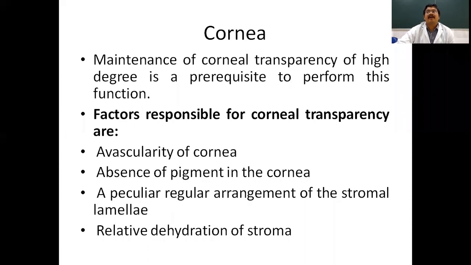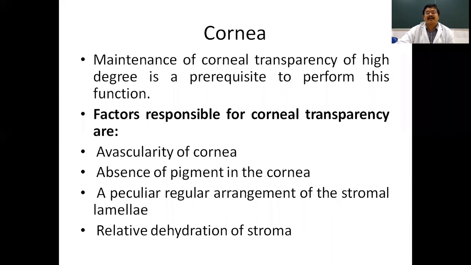The maintenance of corneal transparency is a prerequisite for the refractive media for the focusing of any object. If you have any injury to this cornea because of trauma, it may lead to the formation of opacities, or it can lead to edema of the cornea whenever toxic substances fall in the eye. Sometimes exposure to excessive sunlight can also lead to photokeratitis.